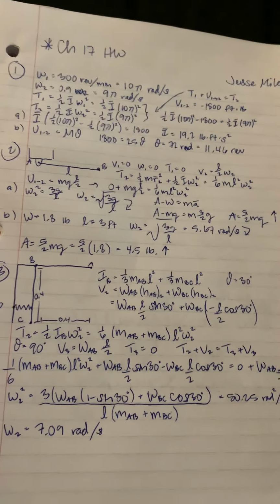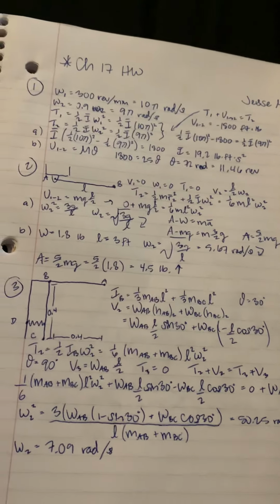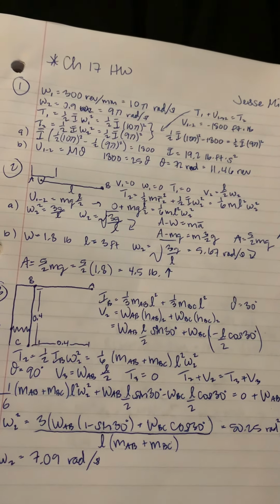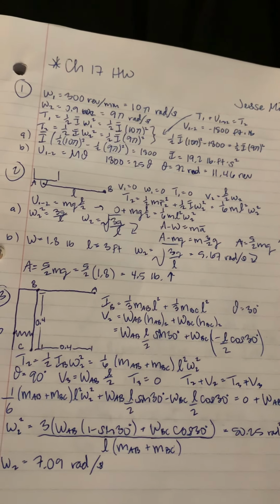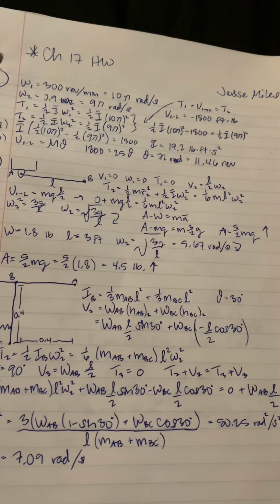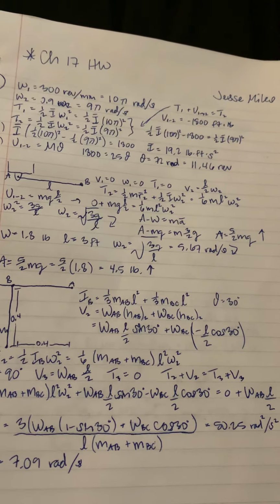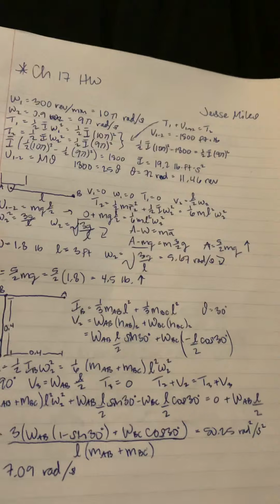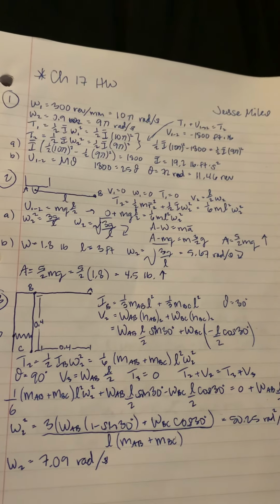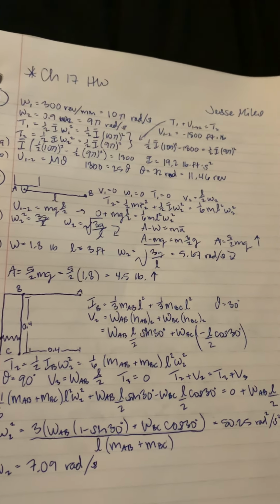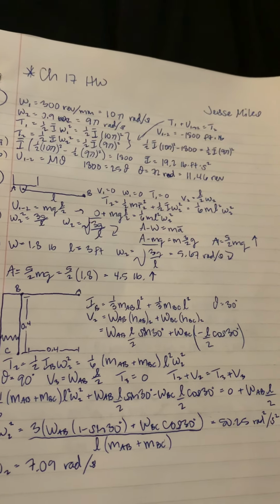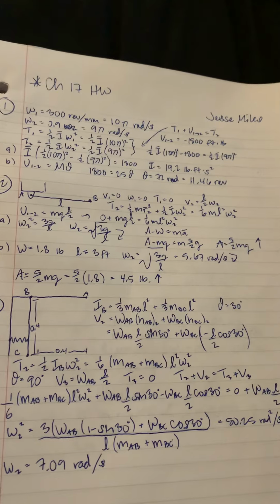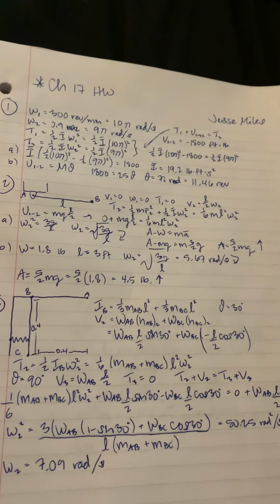For the first one, we had an initial omega-1, an angular velocity of 10 radians a second, and we knew that omega-2 would be 90% of that. And then we solved for T1, U1 to 2, which equals T2. So then you add them all together. Go ahead and solve for I, and then you also solve for your theta, which is your M times theta is your U1 to 2.